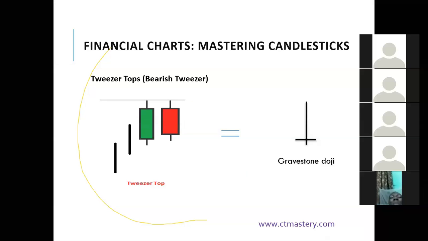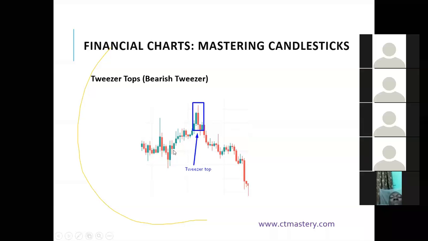Let's look at an example. So this is a market trending up, and we have a Tweezer top occurring at the top of an uptrend. And what happens is that after it occurs, the market changes course and starts going in the downward direction. So if I'm holding a bag, it means that I should sell it here. If I'm trading futures, it's telling me, okay, it's time for you to short.